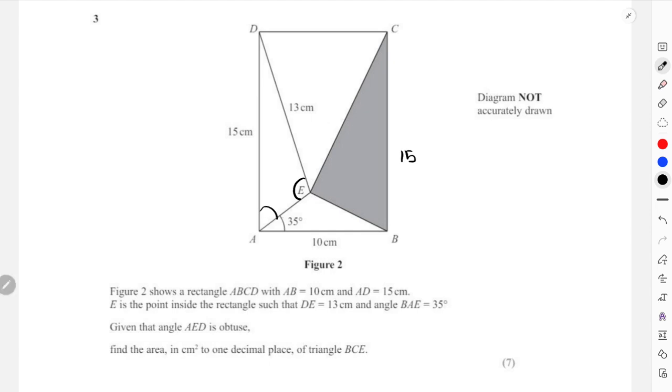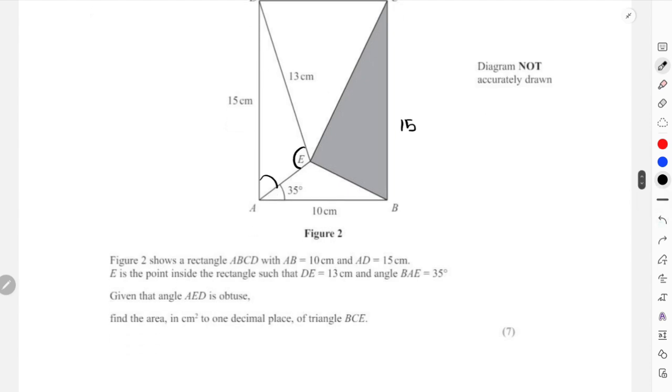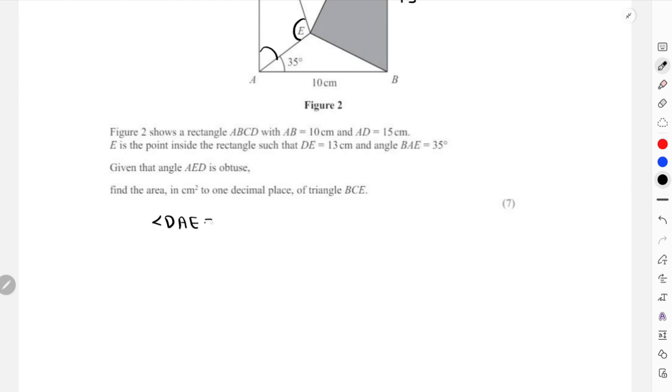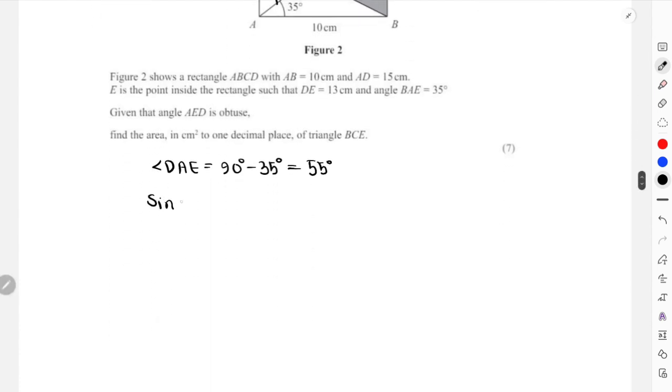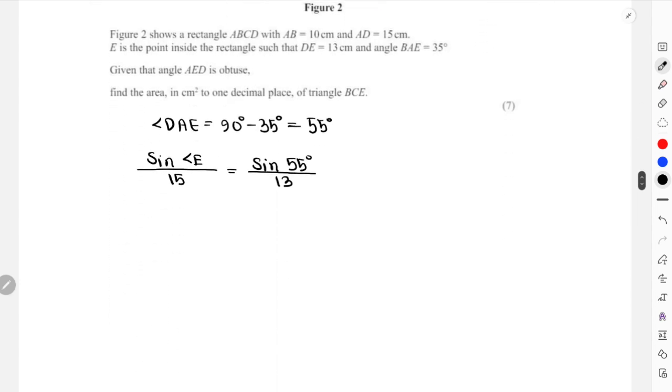Oh, I can calculate this angle because one corner of a rectangle will always have 90 degrees. So angle DAE is going to be 90 degrees minus 35 degrees, which is 55 degrees. Now from that part I can use the sine rule to calculate the value for angle E. So sine angle E divided by 15 equals sine 55 degrees divided by 13. Opposite 55 you had 13 centimeters. So angle E is going to be sine inverse of 15 sine 55 divided by 13.